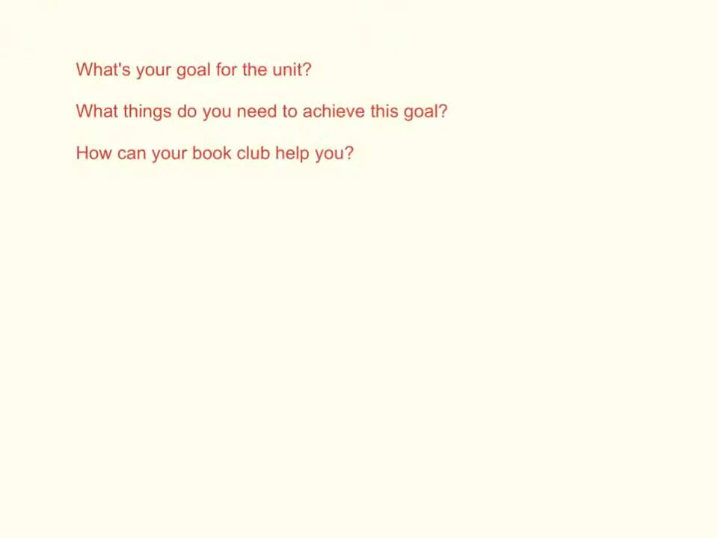Before we create our book club constitutions, we need to think about the following things. What's your goal for the unit? What things do you need to achieve this goal? And how can your book club help you? Let's go back to our first question. What's your goal for the unit? Turn and tell your partner what your goal is that you wrote yesterday for the unit.